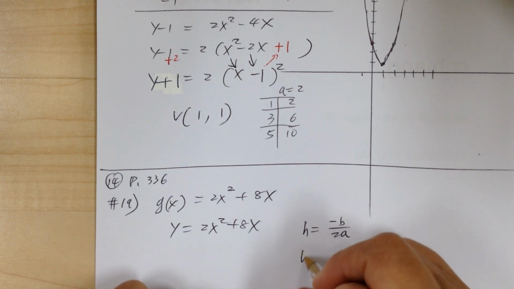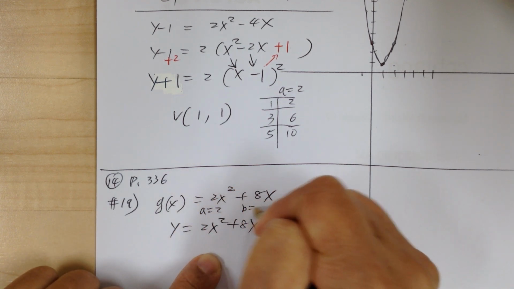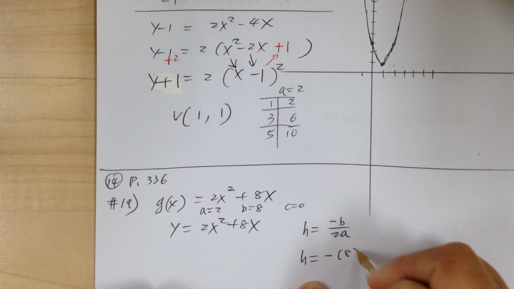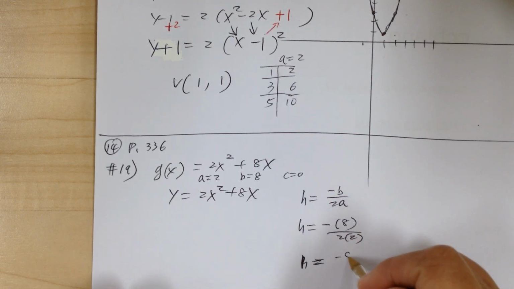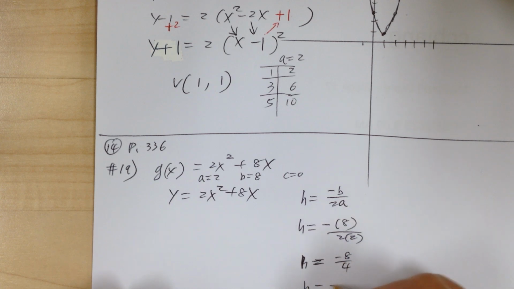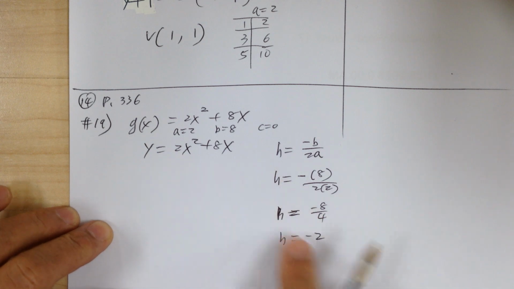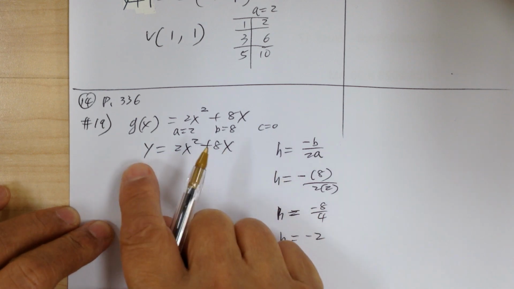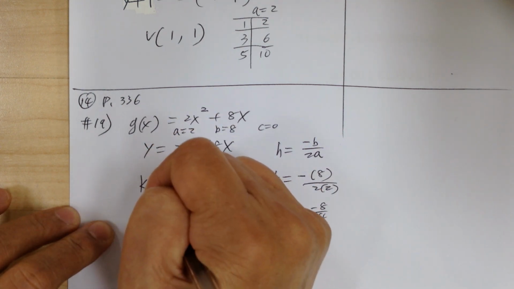So a equal to 2, b equal to 8, c equal to 0, right? So it'd be negative 8 over 2 times 2. So h will equal negative 8 over 4, so h will equal negative 2. Once you find h, remember h is a special x. So when you put the h in here, the y you get will be k. So h and k are your special x and y.